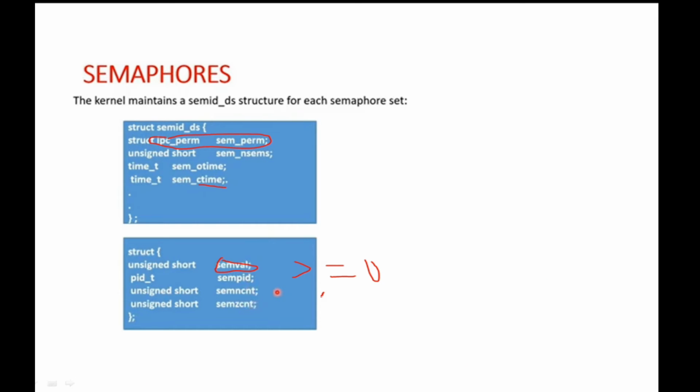So here, whatever the semaphore value is, processes in the semncnt case are waiting for it to become greater than the current value. Then semzcnt will be the number of processes waiting for the semaphore value to be equal to 0. So in the case of semzcnt, the semaphore value will be 0.